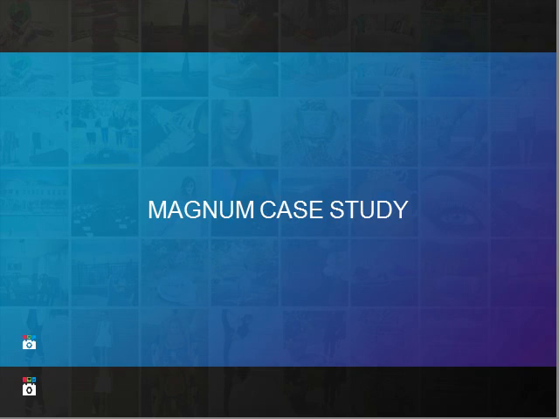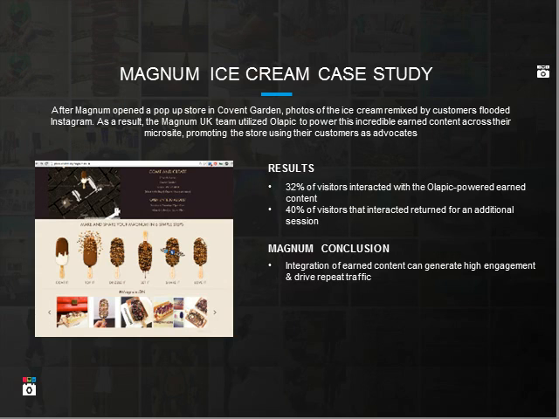So I want to quickly share a case study with you of a brand who partnered with Olapic to build user-generated ads for Facebook. If you live or work in London, you may have been aware of the Magnum Pleasure Store that popped up in Covent Garden in the summer.